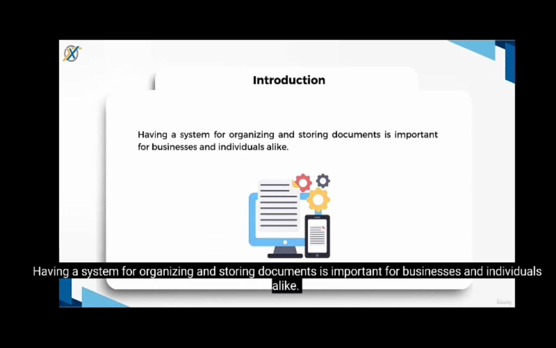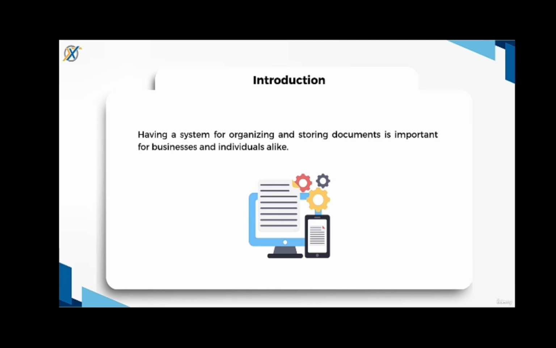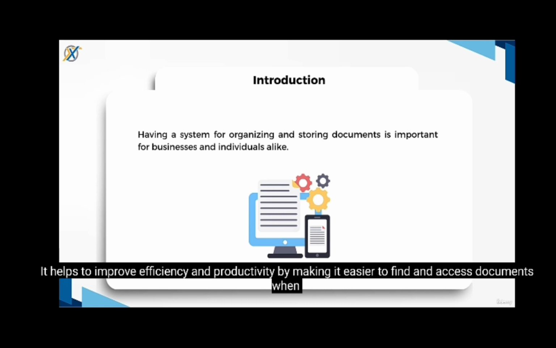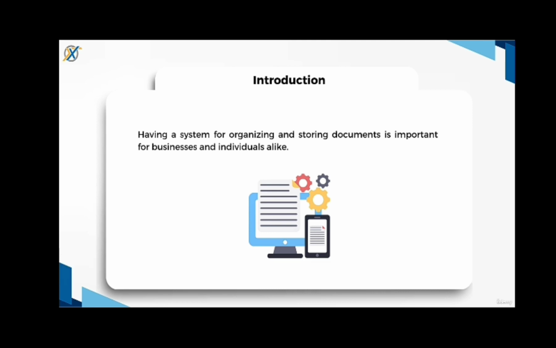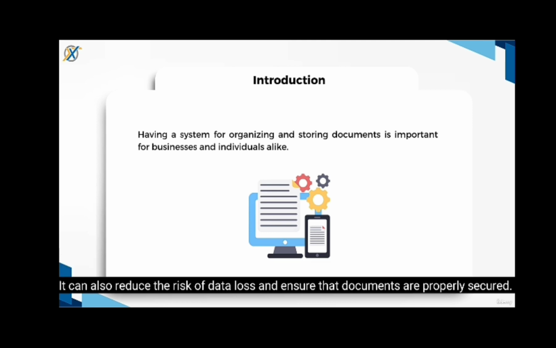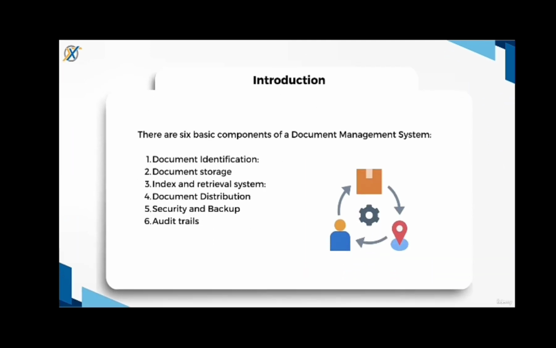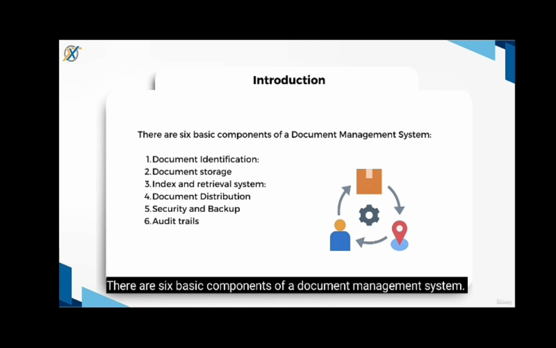Having a system for organizing and storing documents is important for businesses and individuals alike. It helps to improve efficiency and productivity by making it easier to find and access documents when needed. It can also reduce the risk of data loss and ensure that documents are properly secured. There are 6 basic components of a document management system.